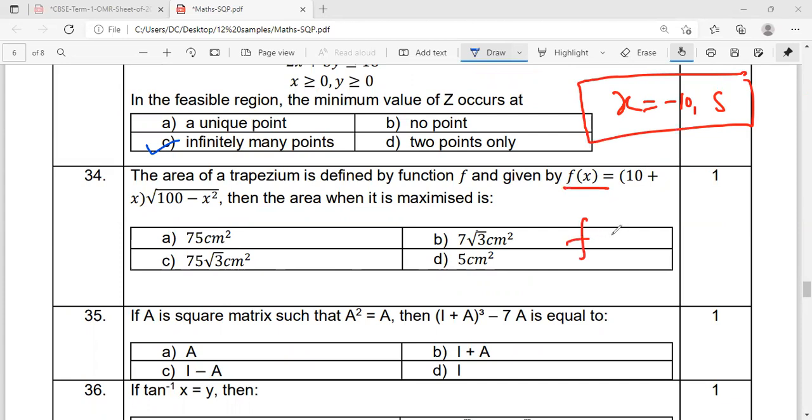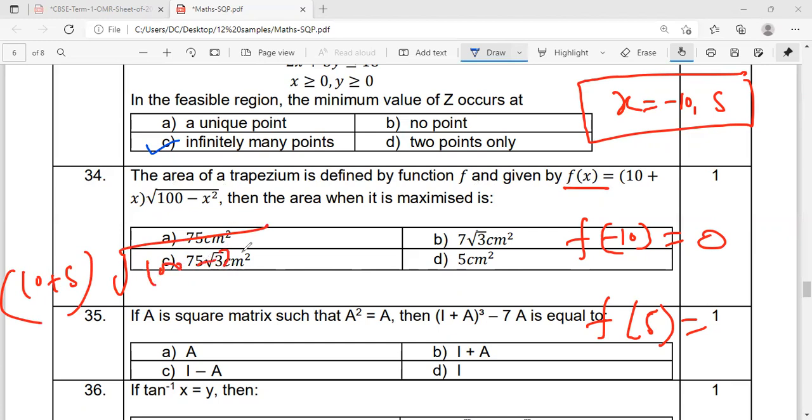Let me calculate f of minus 10. F of minus 10, when you put x equal to minus 10 in this, you get 0. Let me calculate f of 5. F of 5 would be, you put x equal to 5 in here, so 10 plus 5, and under root 100 minus square of 5, which is 25. So 15 square root 75. Square root 75 can be written as 5 square root 3, since 25 into 3. Yes, 5 square root 3.